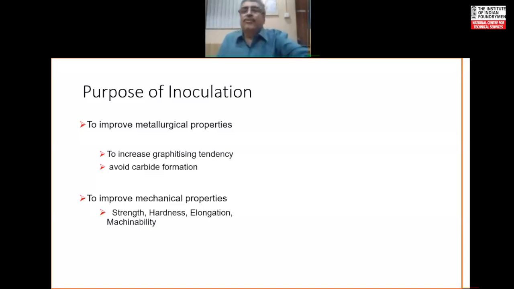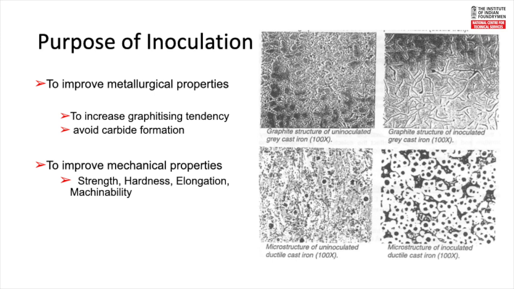So here are a few simple micrographs. If we don't inoculate iron, this is how the microstructure will look in gray iron. While well inoculated iron, you can see, not a very great photograph, but it still shows you large A type graphite flakes. We have discussed this in our gray iron metallurgy.